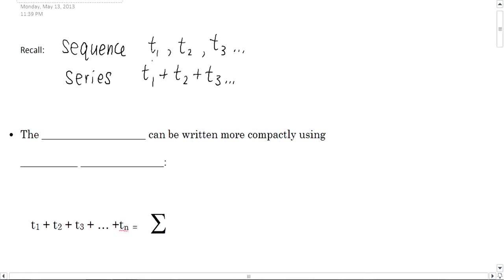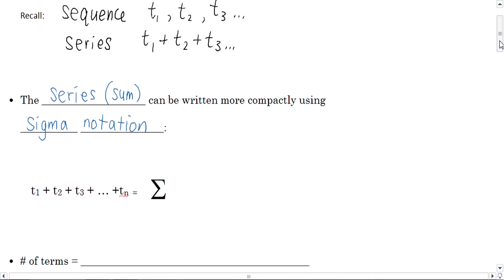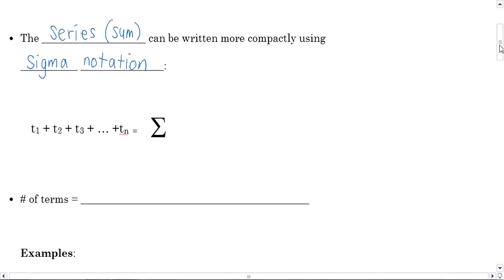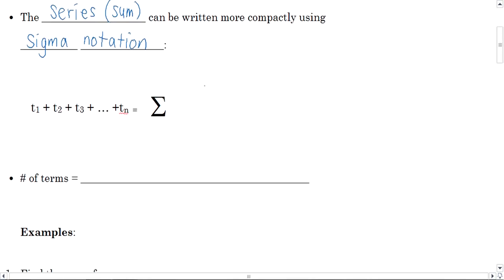Now, the series, the sum of all this stuff here, can be written in a shorter way. The series or sum can be written more compactly using what we call sigma notation. What is sigma notation? Well, let's take a look here. We've got T1 plus T2 plus T3 plus ... plus Tn equals this Greek letter of the alphabet. It's called sigma. Let's figure out what these pieces are. Let's say k equals 1, and then up to n, and this is t sub k.